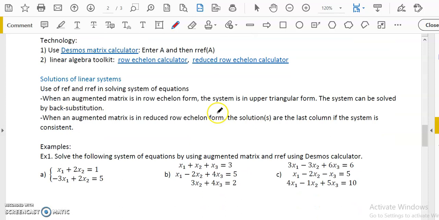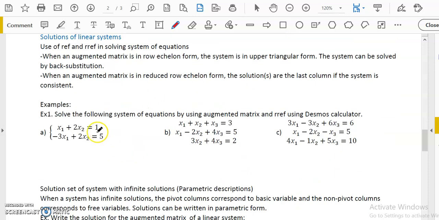So in the next video, I'll do three more examples on how you can use it to solve a system of equations.